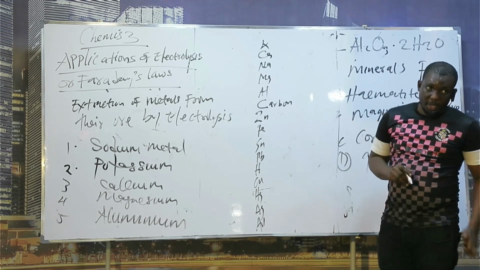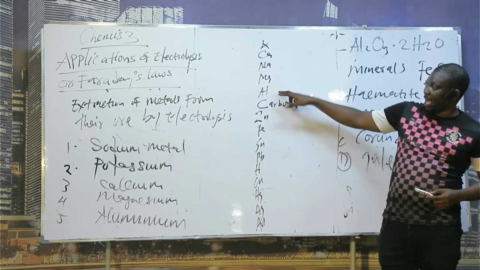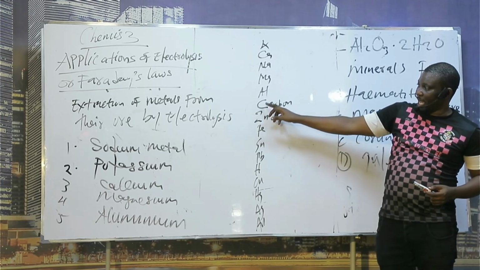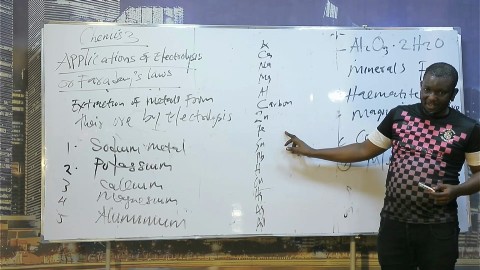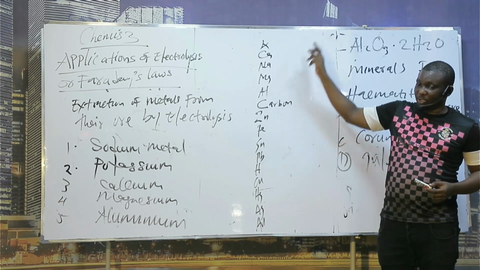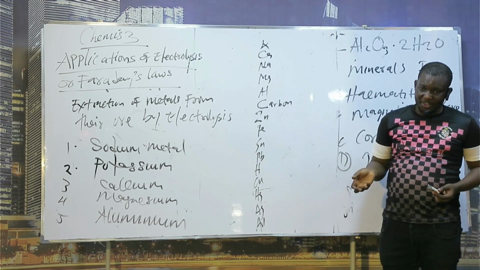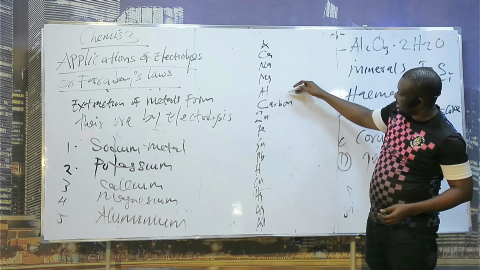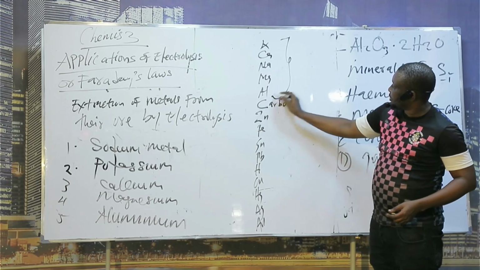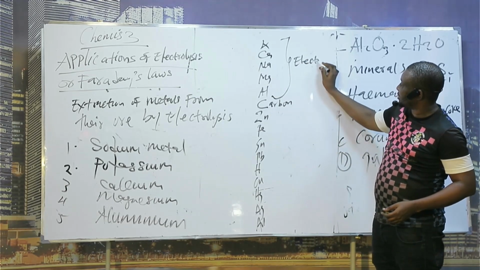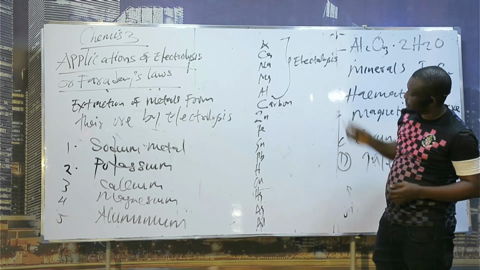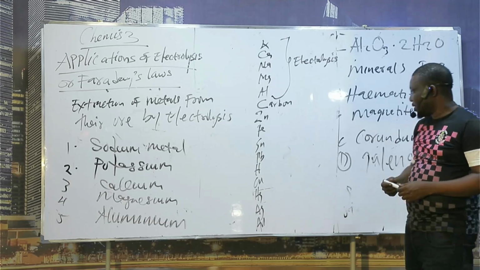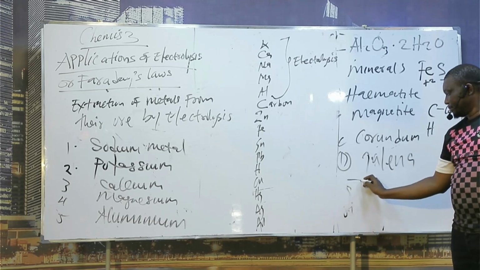Any metal that you see that is above carbon, you cannot extract it by using carbon in form of coke. You also cannot reduce it by heating. So the only method left is what? Electrolysis. So from here to here, you extract by what? Electrolysis. And here, you extract at the salt of zinc.